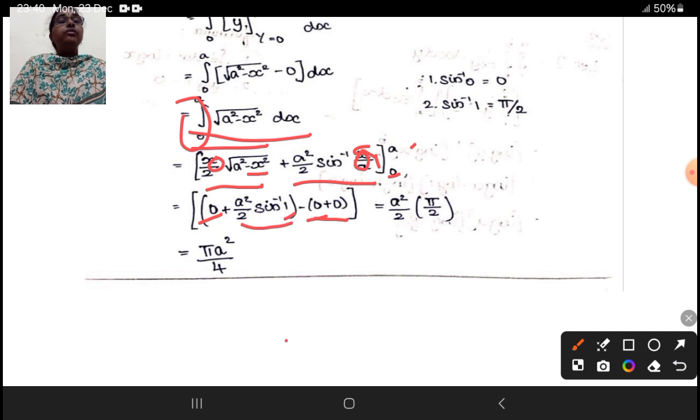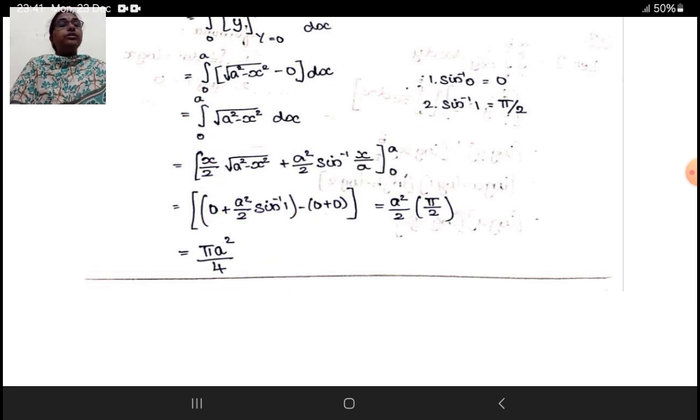Here we are getting only the value at a square: a square by 2 sine inverse of 1. For what value does sine become 1? It is 90 degrees; sine 90 equals 1, so sine inverse of 1 is pi by 2. Multiplying these two, we get pi a square divided by 4. This way we can easily do this sum.